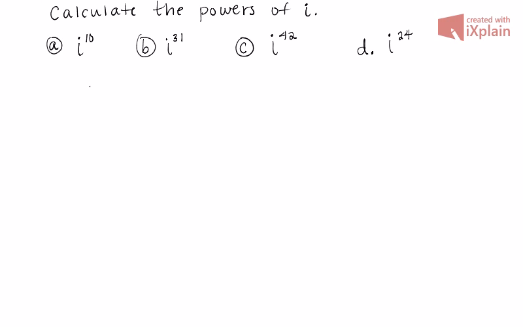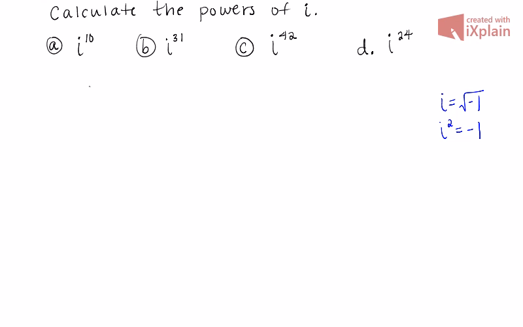Today we are going to calculate the powers of i. In order to calculate the powers of i, you need to know two simple facts. The first being that i is equal to the square root of -1. The second is that i squared is equal to -1. If you know these two facts, you could easily calculate the powers of i up to any number.